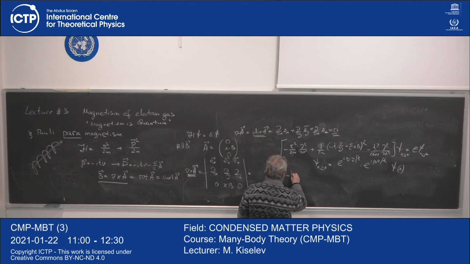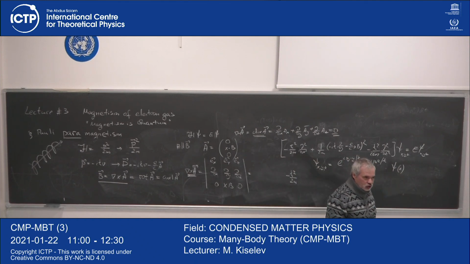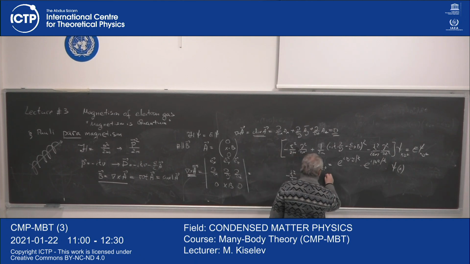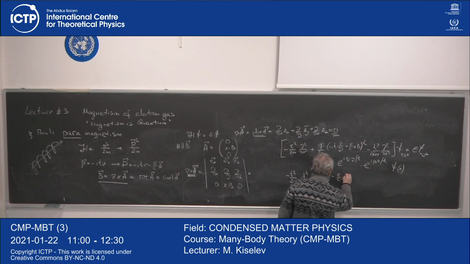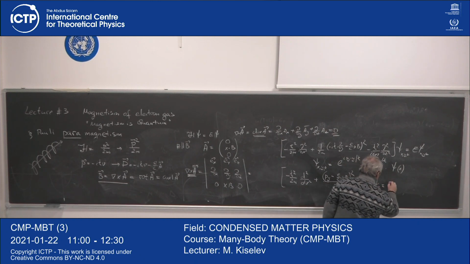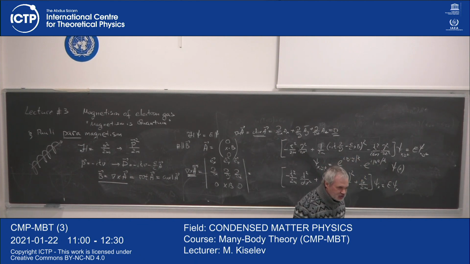So what do I have here? Minus h bar squared over 2m. Now, since the only coordinate is x, and this is the only variable, I will replace my partial derivative with the full derivative. So this is d2 over dx squared, plus (p_y minus e over c xB) squared over 2m, plus p_z squared over 2m, psi of x is equal to E psi of x. So I started with a three-dimensional Schrödinger equation. However, almost immediately, I arrived at a one-dimensional Schrödinger equation. I have my wave function now, which depends only on one coordinate.